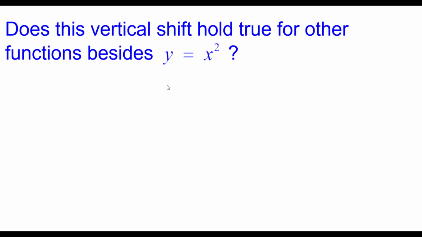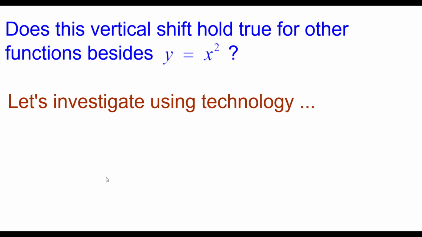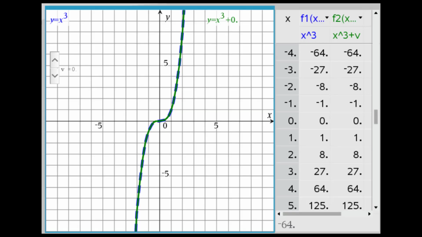Now the question is, does this vertical shift hold true for other functions besides y equals x squared? And so we're going to investigate that using TI-Nspire technology. Here the parent function is y equals x cubed in dashed blue, y equals x cubed plus some constant v outside the function here, and here's our slider that controls the value for v. Notice right now that the y coordinates are identical for both the blue and the green function.